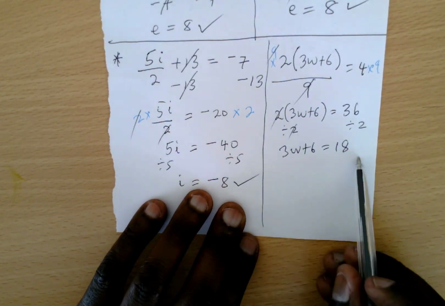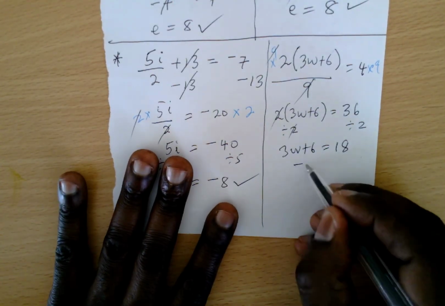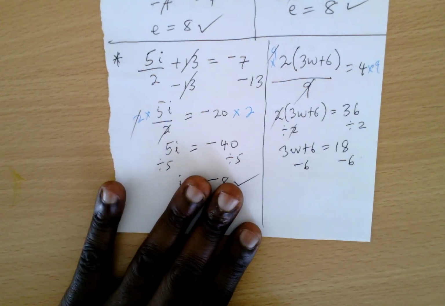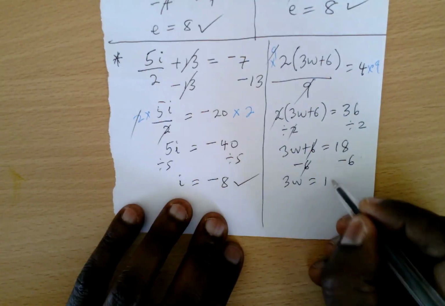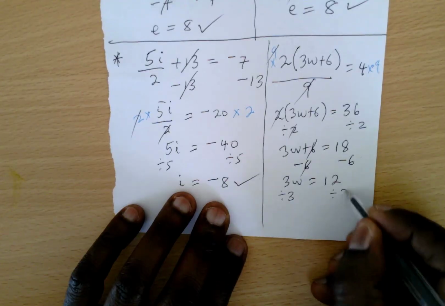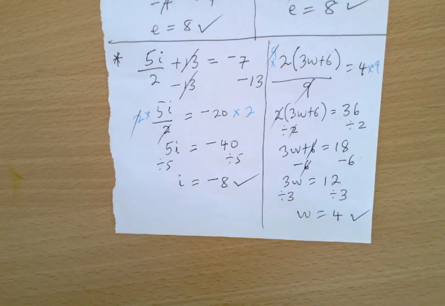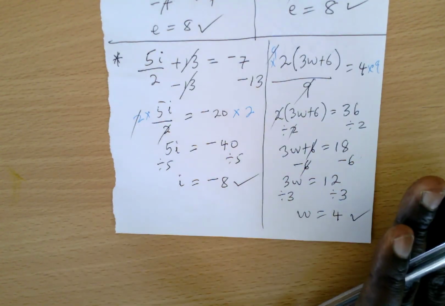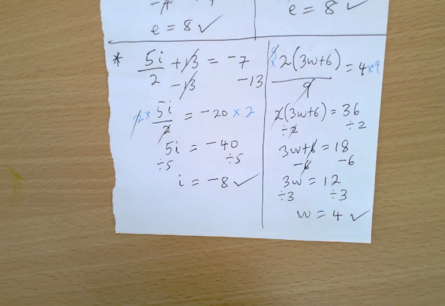Then we are able to solve this equation. If you've been following my videos, then we can say minus 6 on the left, minus 6 on the right. This one cancels out. We have 3w is equal to 18 minus 6, which gives us 12. Then we divide by 3, divide by 3. Our w is equal to 4. And we have solved that equation. A number of steps, I think 3-4 steps here. But just follow the principles. Whatever you do to the left, do to the right. Once you do that, it should be fine.